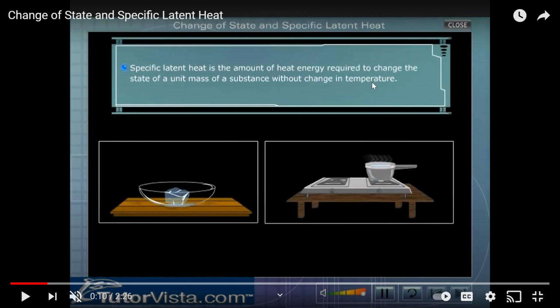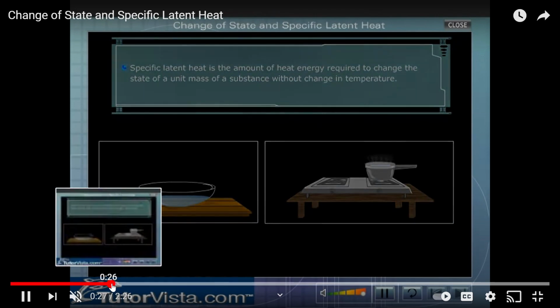So is it true or not? Let's see through an example. Here is an example for all of you. Let's see how this happens and how the change of state takes place without any change in the temperature. So here is the example for all of you.